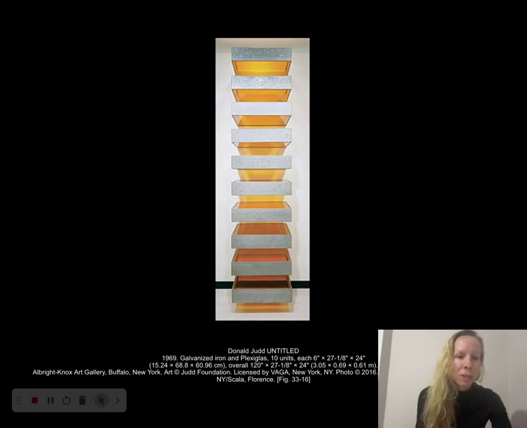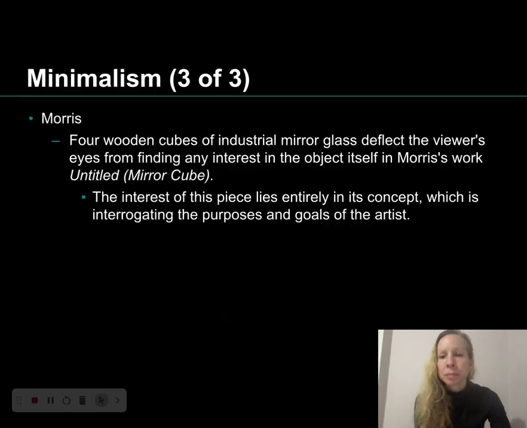All right, so here's a piece from 1969, galvanized iron and plexiglass, 10 units. So very industrial. It's supposed to be very cold. And then here are 4 wooden cubes of industrial mirror glass that deflect the viewer's eyes from finding any interest in the object itself, in Morris's work, Untitled Mirror Cube.